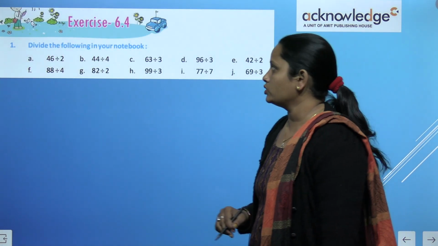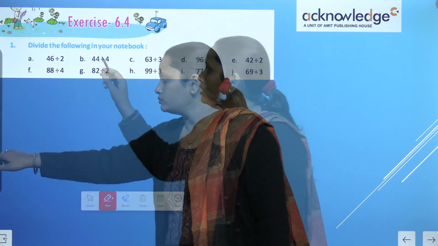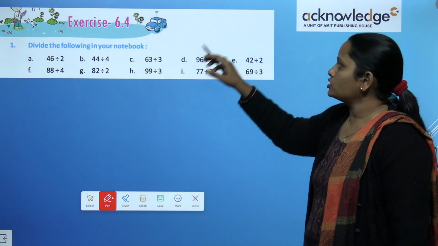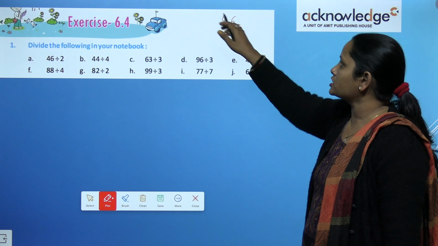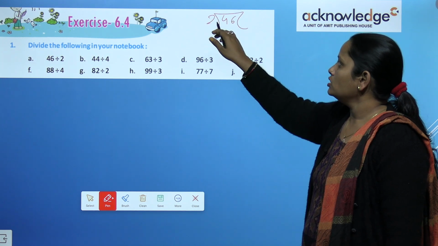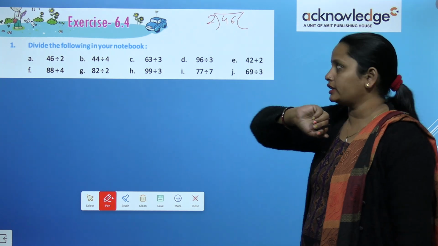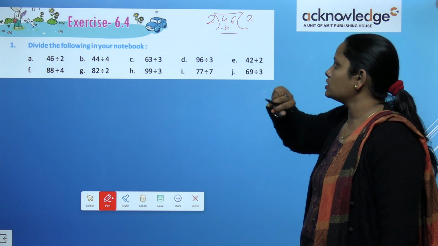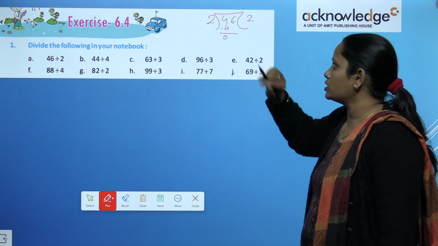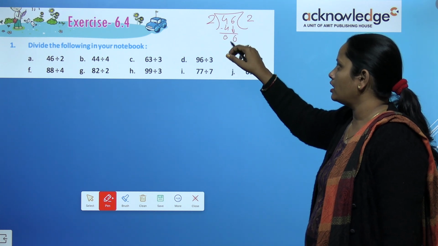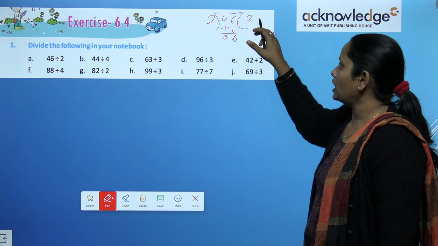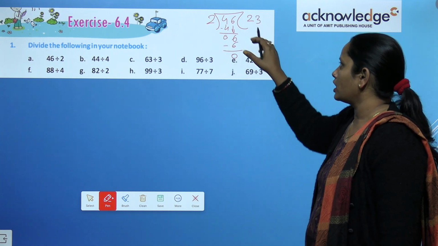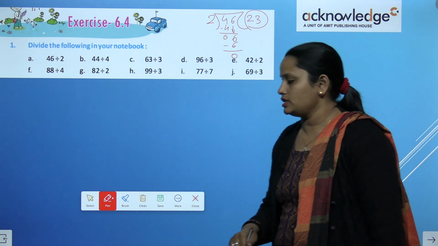Now children, let's do this exercise 6.4. Here we have to divide the following in your notebook. You have to do it like this. First question is we have to divide 46 by 2. So in the table of 2, first we will look at 4. Does it come? Yes, 2 times. 2 times 2 is 4. Subtracted, 0 came as the answer. Now this 6 will come down. Now 2 times 3 is 6, subtracted, 0 came. So the answer is 23.